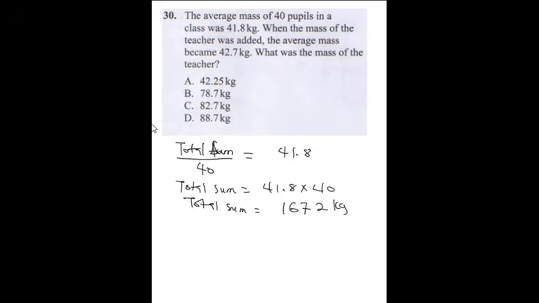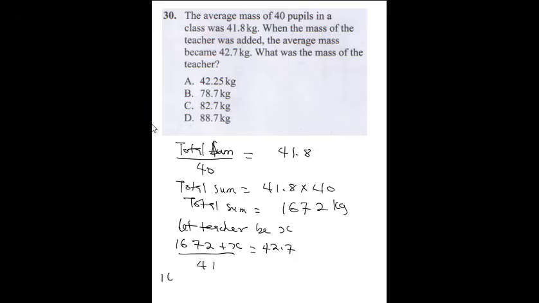Okay, so now it says when the mass of the teacher was added, so a new mass was added. So let the teacher be x. So it's going to be 1672 plus x, which is the teacher, divided by, now recall you used 40 now, plus the teacher is now going to be what? 41. It says when the teacher was added, the average mass became 42.7. So this is going to be 42.7.